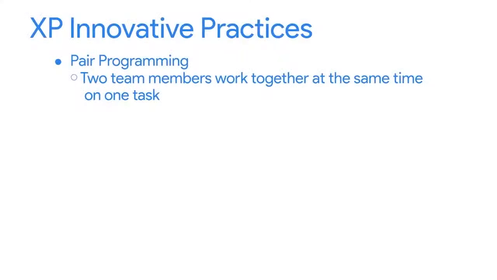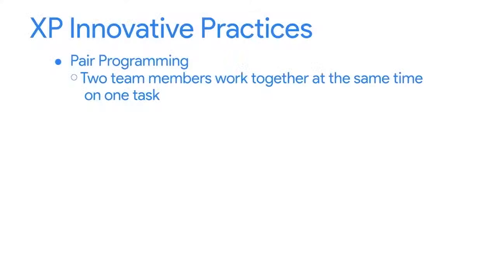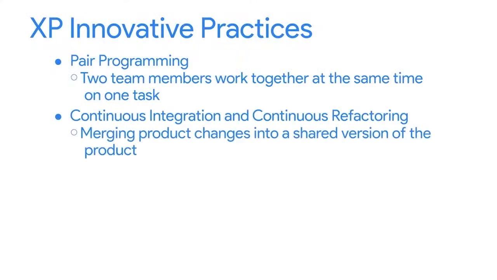First, there's pair programming, which is when 2 team members work together at the same time on one task. Usually, this is done in the same physical location, but with the use of digital collaboration tools, this can happen remotely too. Another practice is continuous integration and continuous refactoring. This is the practice of merging product changes into a shared version several times a day in order to get quick feedback on the quality of the code or product.